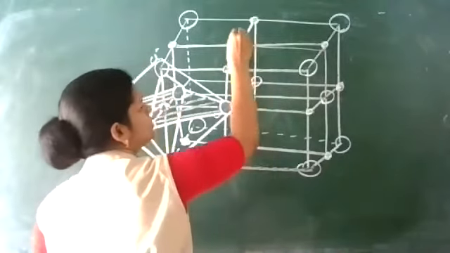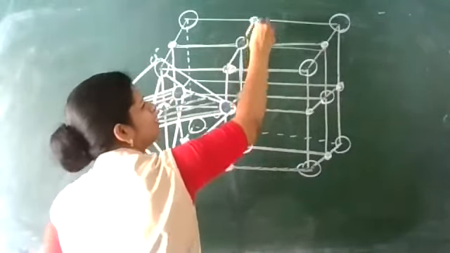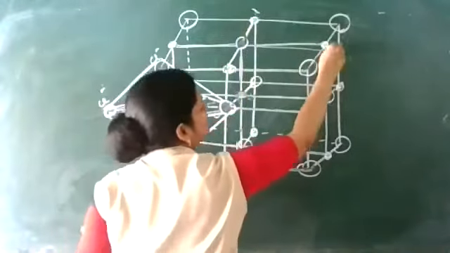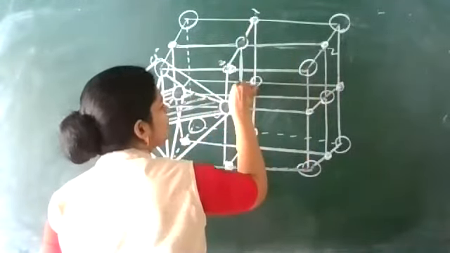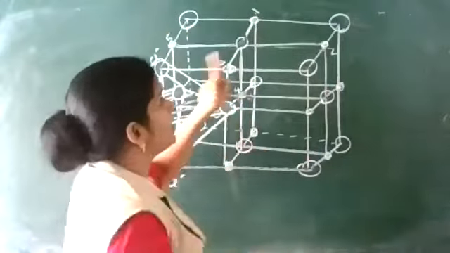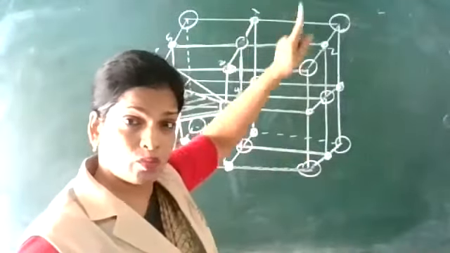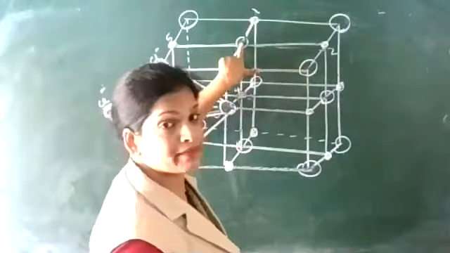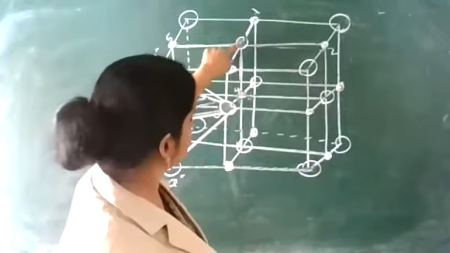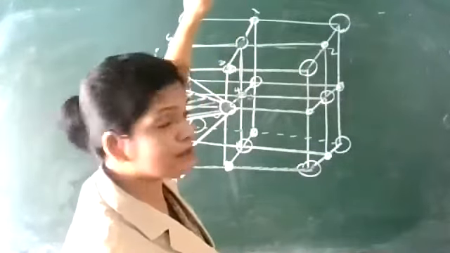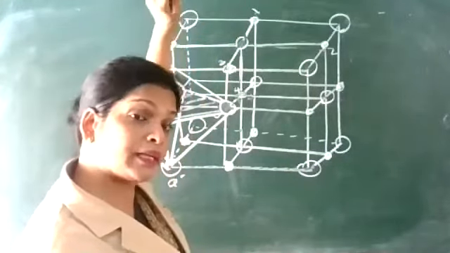This is solid. So this Cl minus is in contact with 1, 2, 3, 4, 5, and 1 on the top. This will be in contact with the 1 on the top.